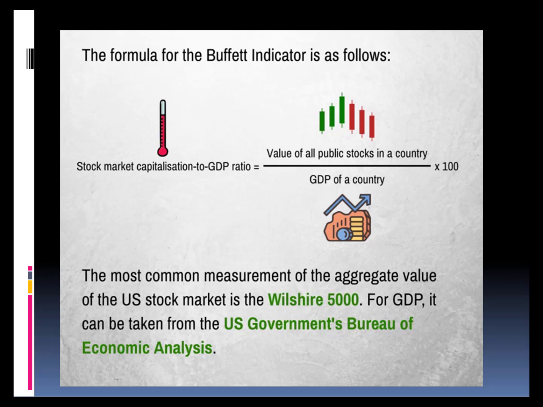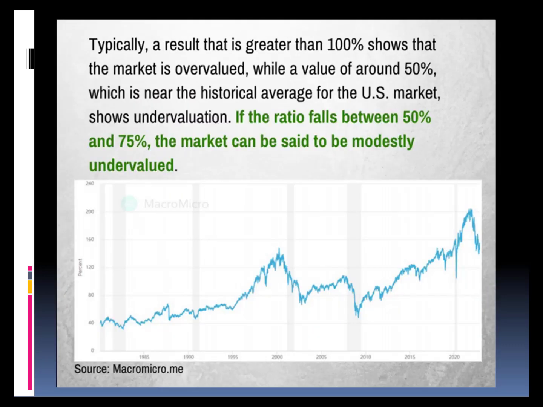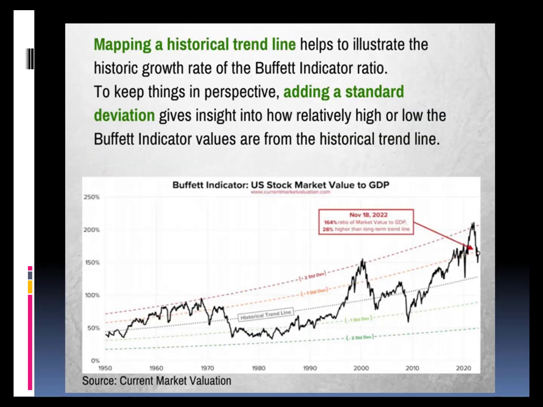The most common measurement of aggregate value of the US stock market is the Wilshire 5000. For GDP, it can be taken from the US government's Bureau of Economic Analysis. Typically, a result that is greater than 100% shows that the market is overvalued, while a value of around 50%, which is near the historical average of the US market, shows undervaluation. If the ratio falls between 50% and 75%, the market can be said to be modestly undervalued.